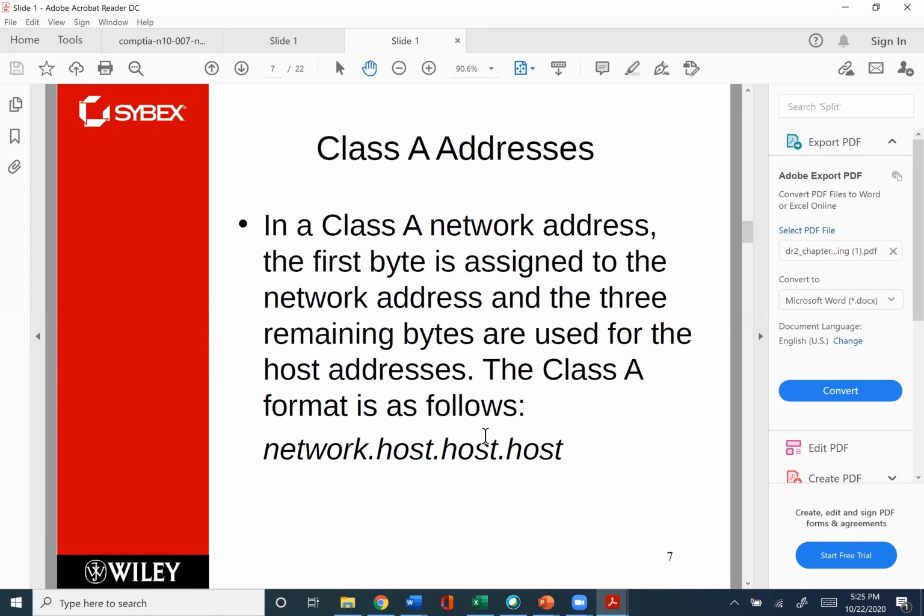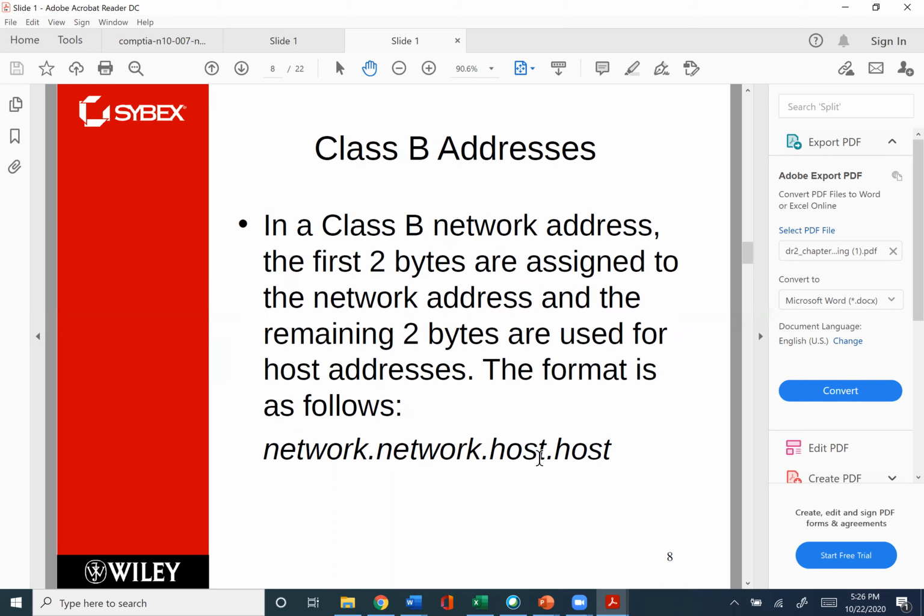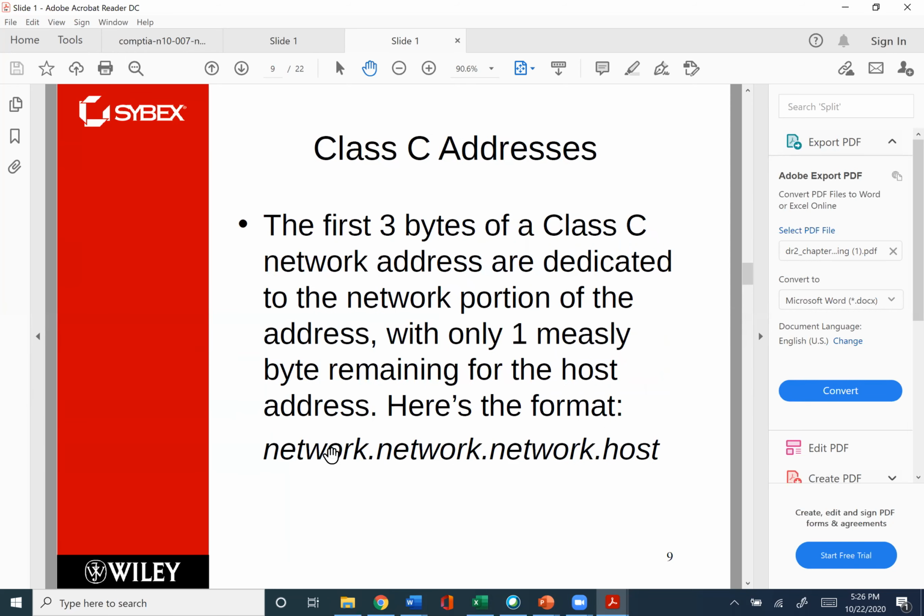So class A, we already talked about it. What you need to take from this is network, host, host, host. Remember 255, 255, 255. The way we represent class A is 255.0.0.0. For class B, 255.255.0.0. That's what we call the subnet mask. Class C is 255.255.255.0. That's our first host. The first host will have 0, the second host will have 1, 2, 3, and you keep going like that.